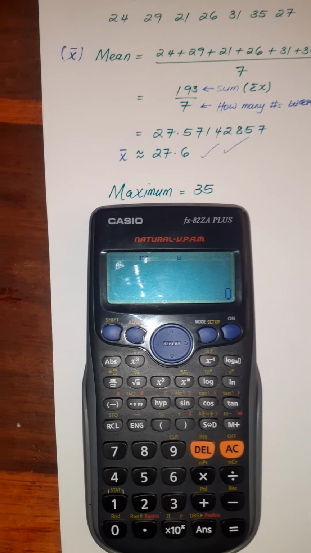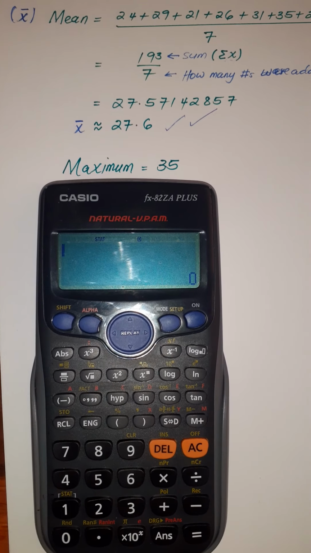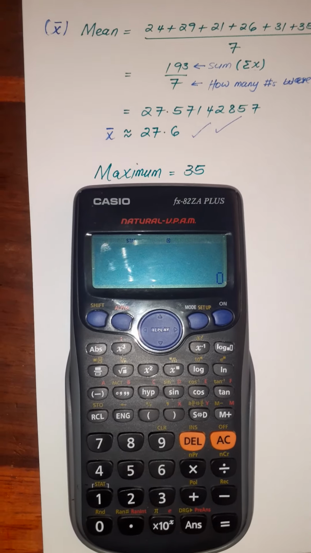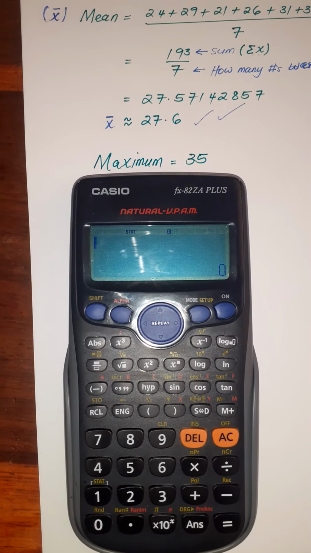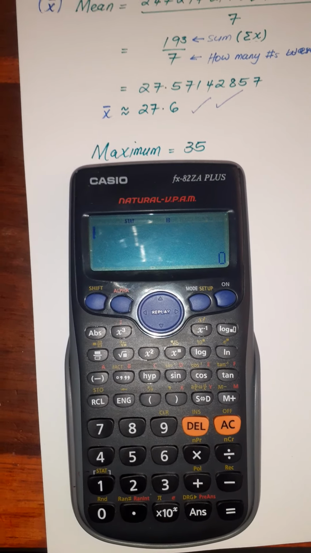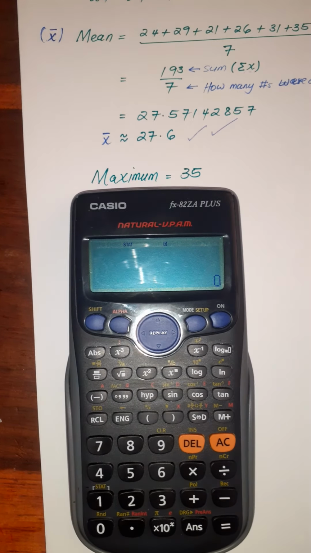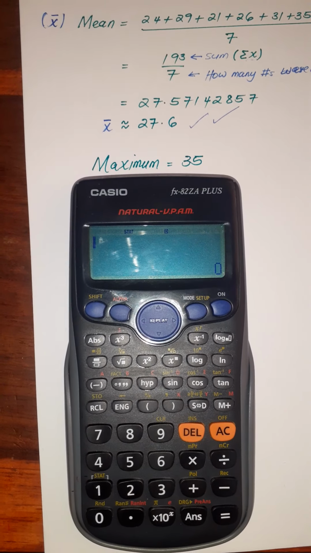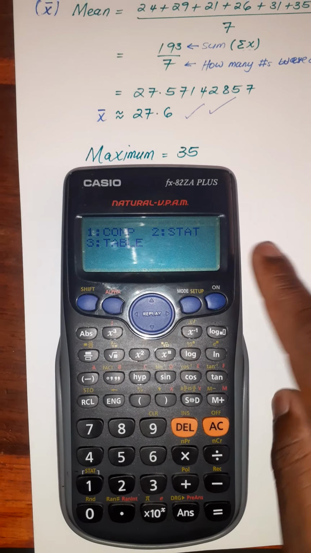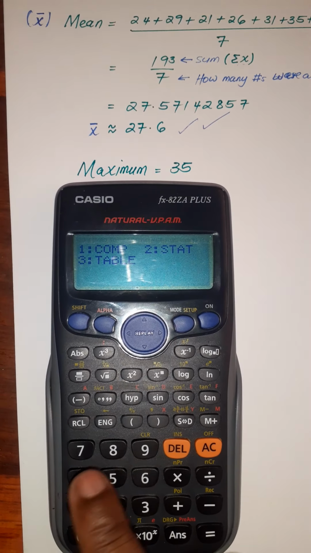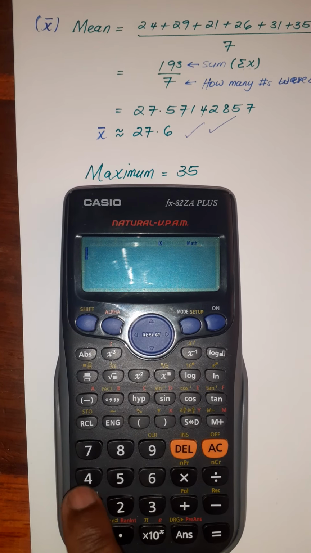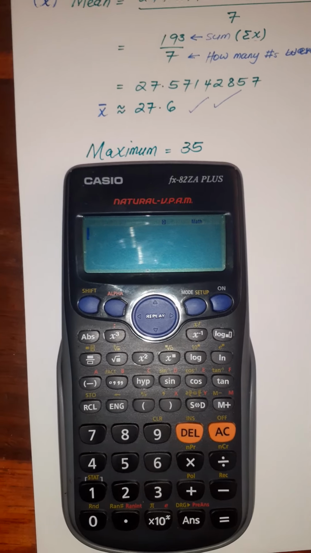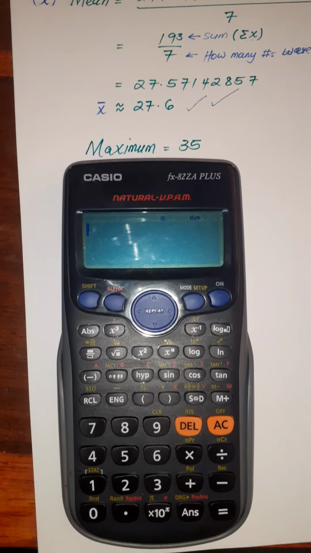Now once you are done with statistics, you want to erase. Remember, these numbers are already in the system. They are in the memory of the calculator. Once you are done, you need to clear the memory. To clear the memory, you press mode and then you press 1. And then you don't see STAT somewhere at the top there. That means it is now back to normal.